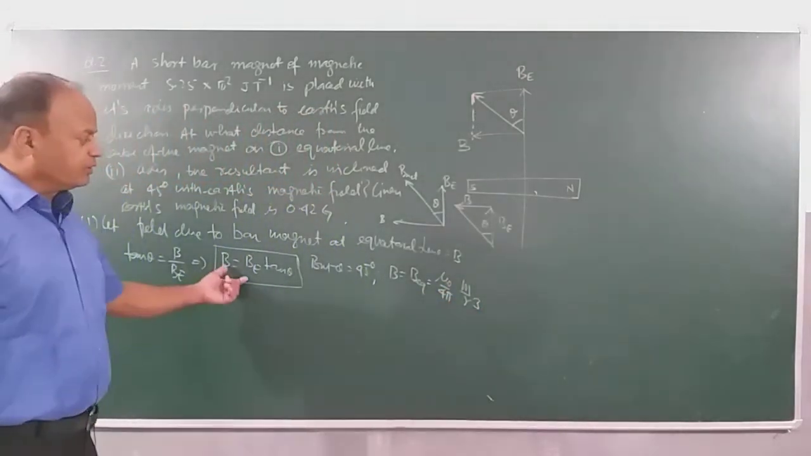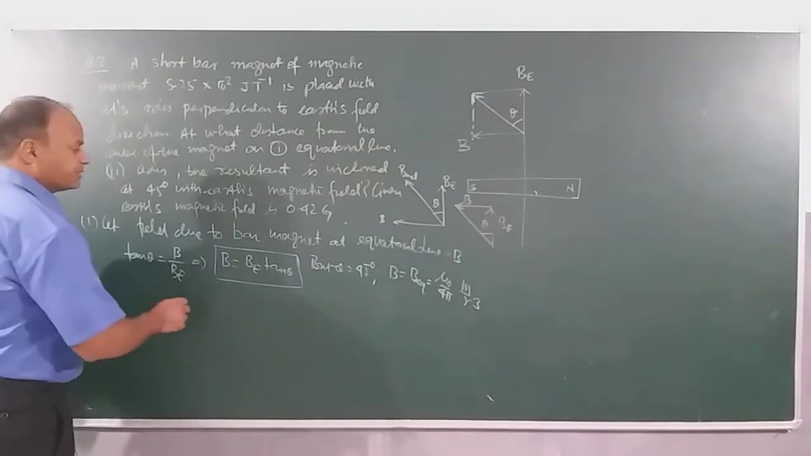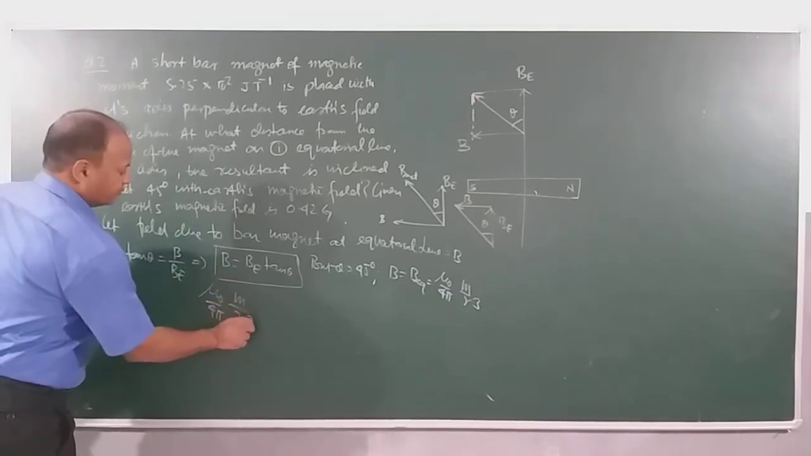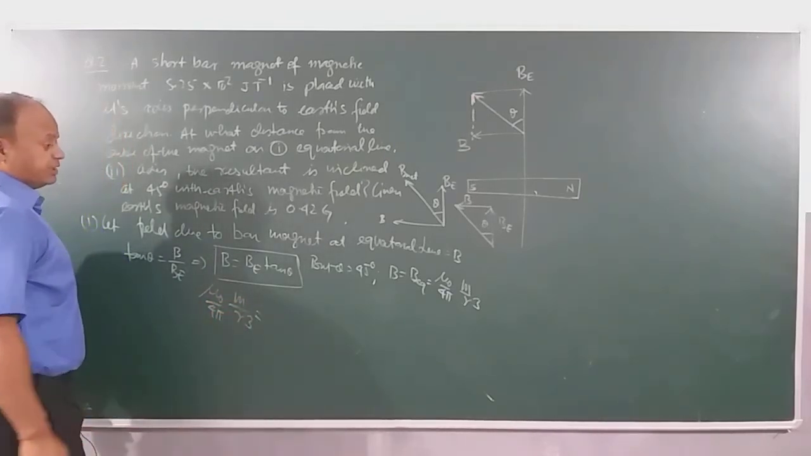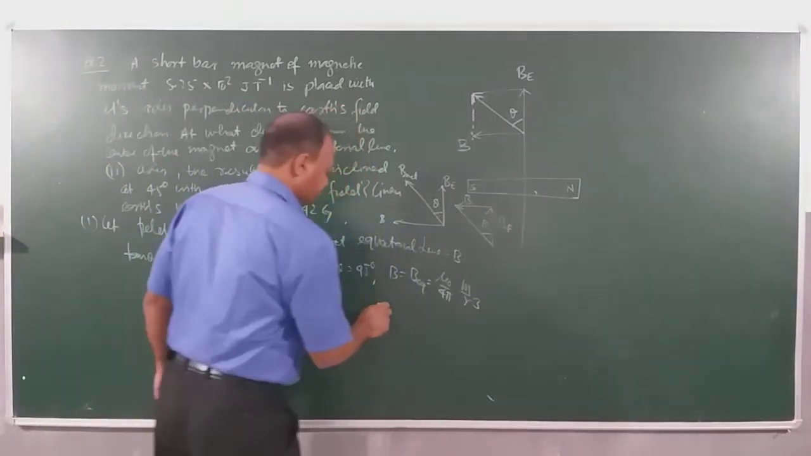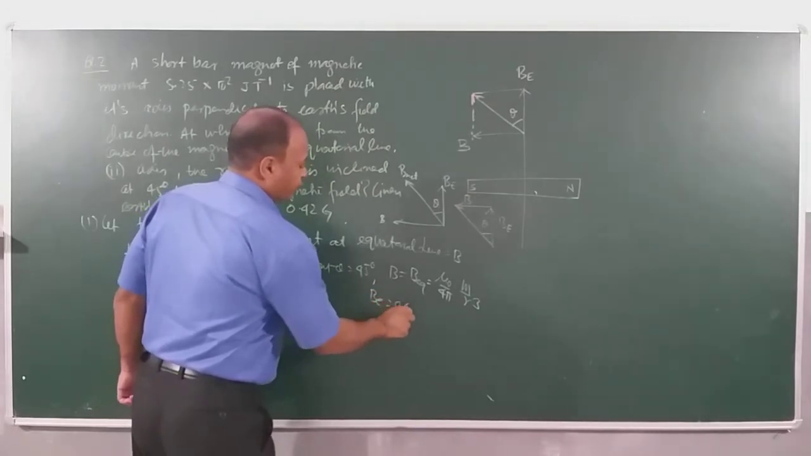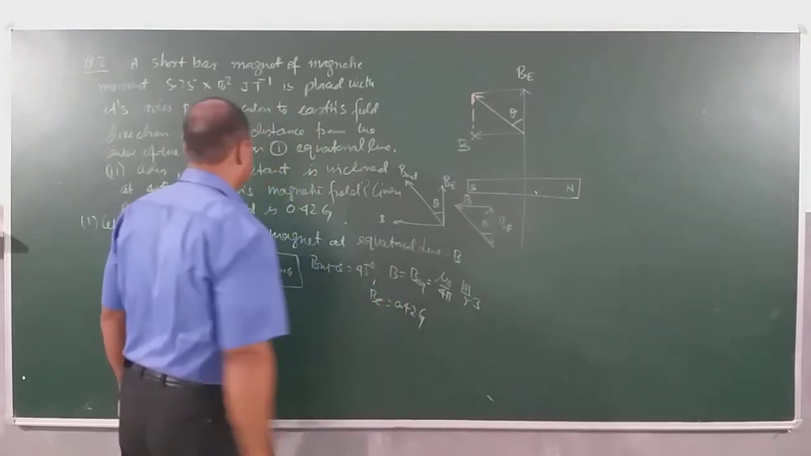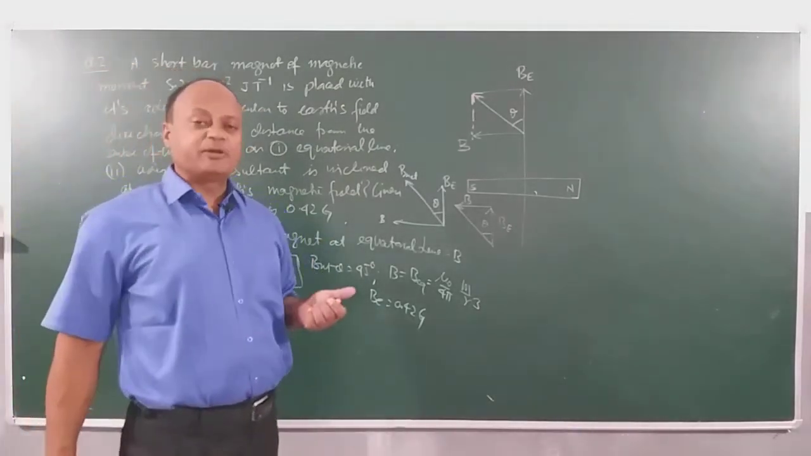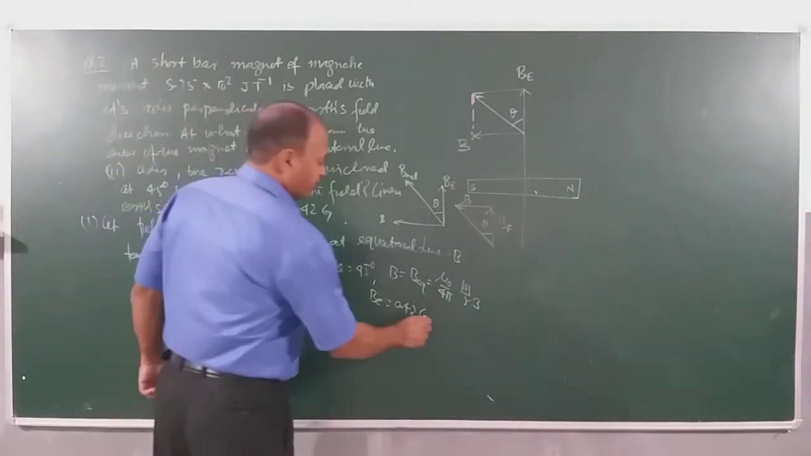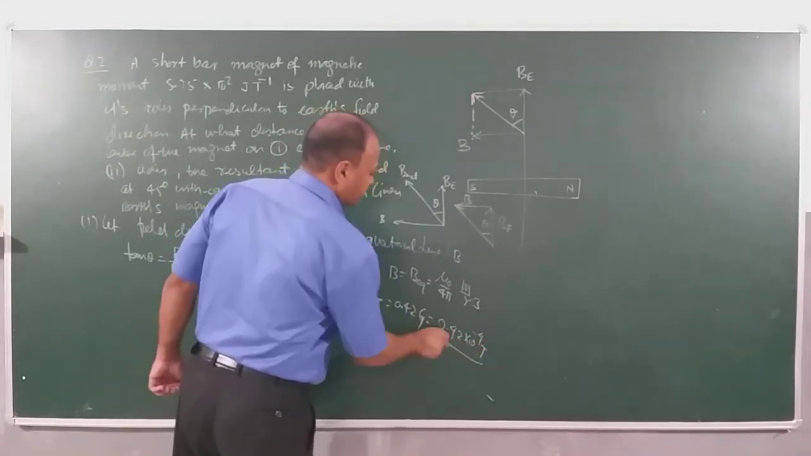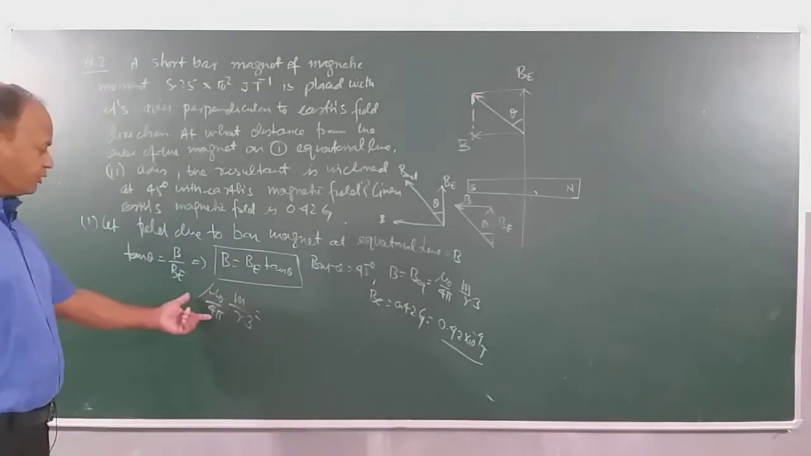So we put everything out here. So what do you get, children? We get mu naught by 4 pi m by r cube is equal to B_H. Now there is another thing that we have to do. B_H we have been given as 0.42 Gauss, right? And this Gauss needs to be converted into Tesla. And for converting Gauss into Tesla, we multiply with 10 to the minus 4. So we will multiply 0.42 into 10 to the minus 4. This becomes in Tesla.